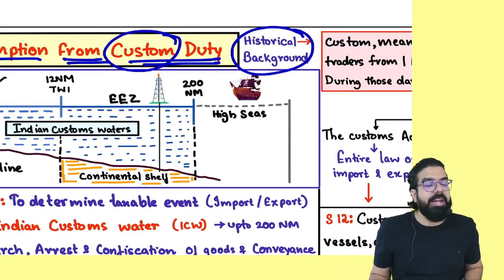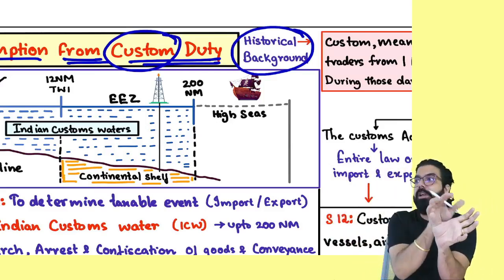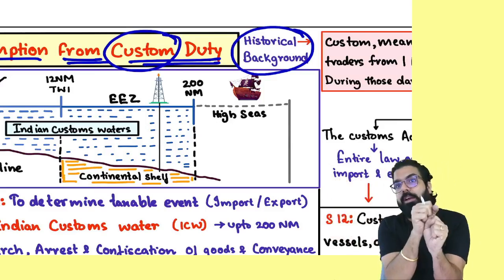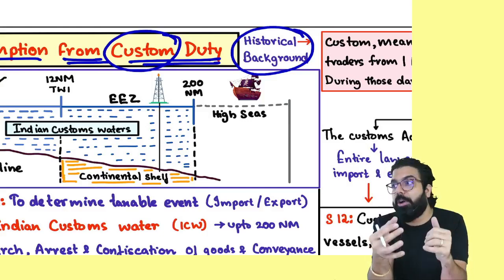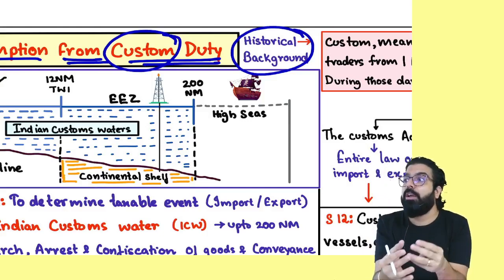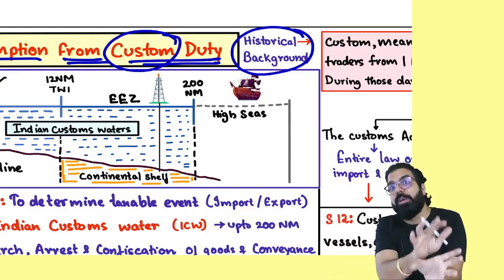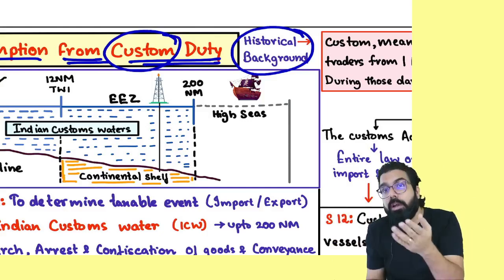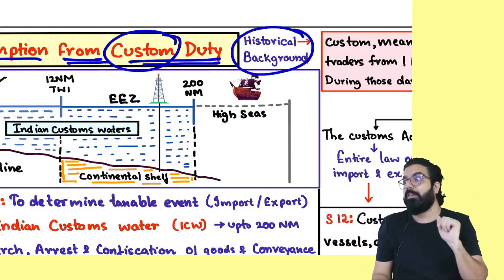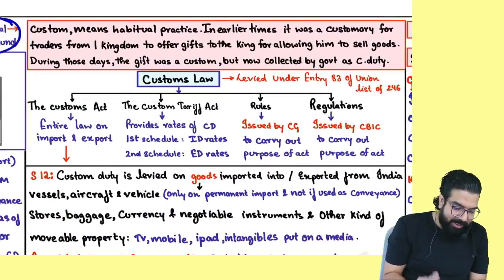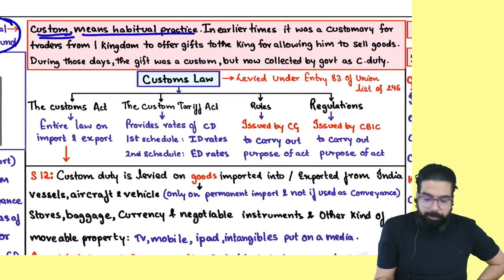Earlier, in the time of the king, whenever you went from one kingdom to another kingdom, you used to take a gift for the king so that the king becomes happy and allows you to do business. This was a custom earlier, but now this custom became the Custom Act. Now if you are going from one kingdom to another kingdom, you have to give the custom duty. Arey, don't laugh. This question came in the exam, January 2021, 3 marks. Every year. See, custom means a habitual practice.